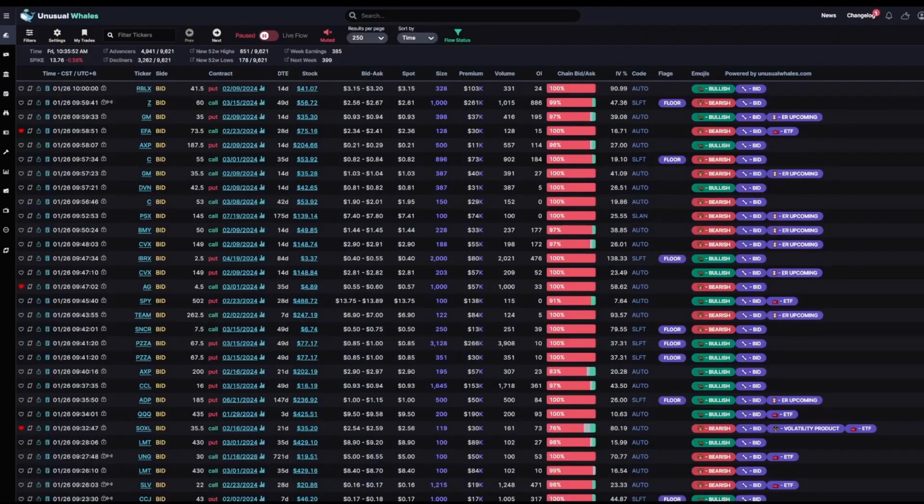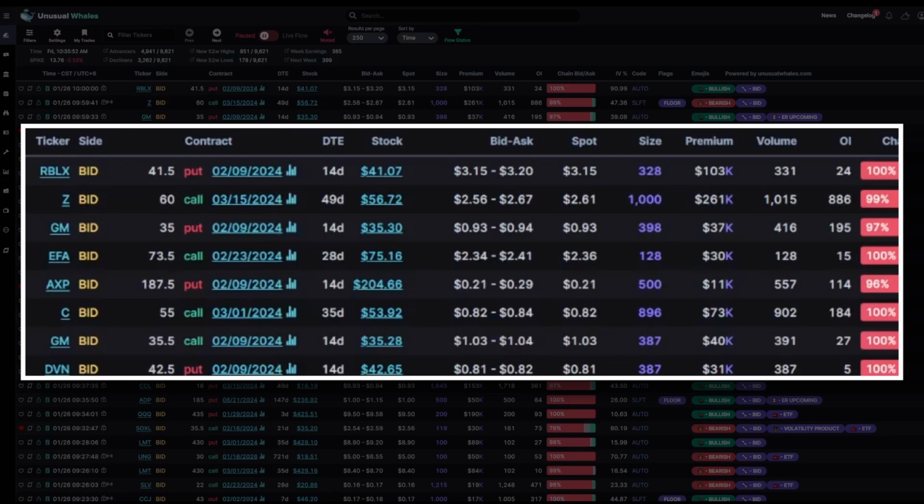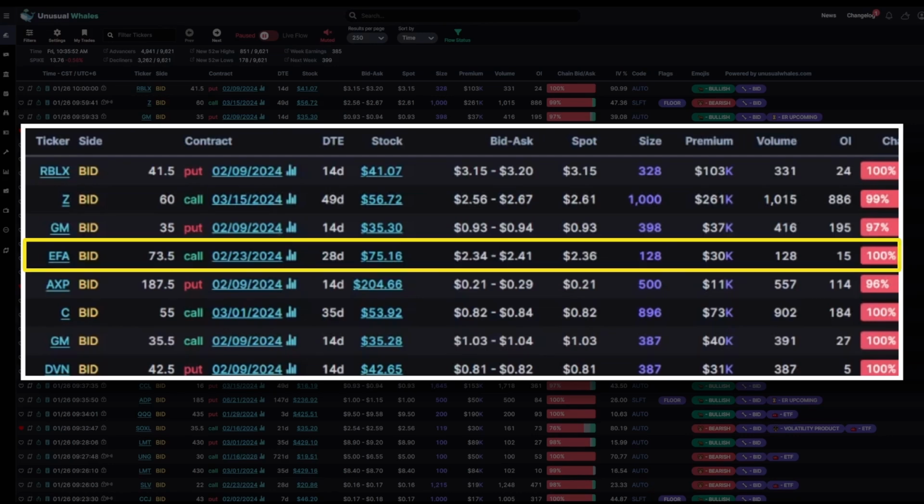Now, what if the contract spot price is neither at the bid nor at the ask? What then? Here in the flow feed, we have an example of a near the bid transaction on the EFA $73.5 call for February 23rd, 2024. In this example, the bid-ask spread sat at 234 to 241. The fill came in at 236, so not exactly at the bid, but very close given that wide spread and much closer to the bid than it was to the ask. Again, comparing the size of the order to the pre-existing volume and open interest, we can deduce that this was an opening trade.